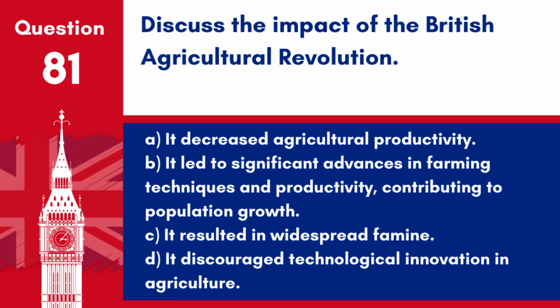Question 81. Discuss the impact of the British Agricultural Revolution. A. It decreased agricultural productivity. B. It led to significant advances in farming techniques and productivity, contributing to population growth. C. It resulted in widespread famine. D. It discouraged technological innovation in agriculture.